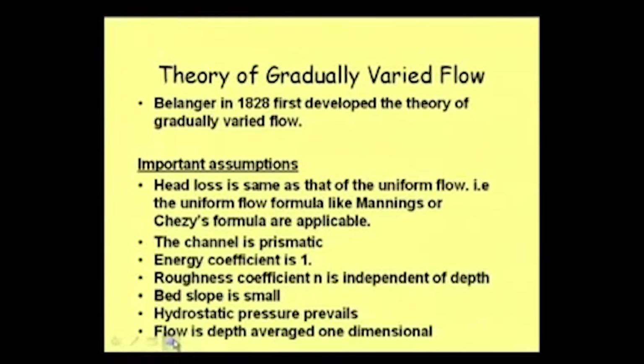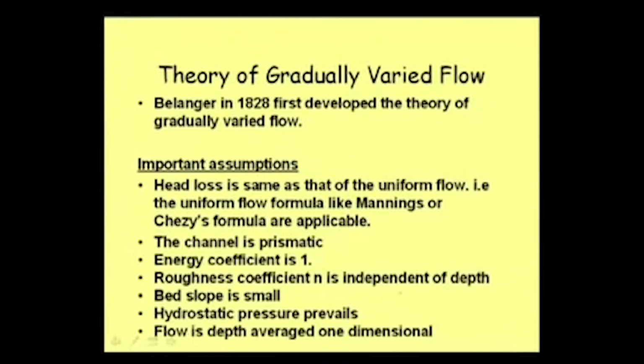When we talk about the theory of gradually varied flow, we must take the name of Bellanger, who first developed the theory in 1828. In 1828, the theory of gradually varied flow was first given by Bellanger, and of course, it was for a simple situation and a lot of assumptions were made, and still this equation is very much useful.